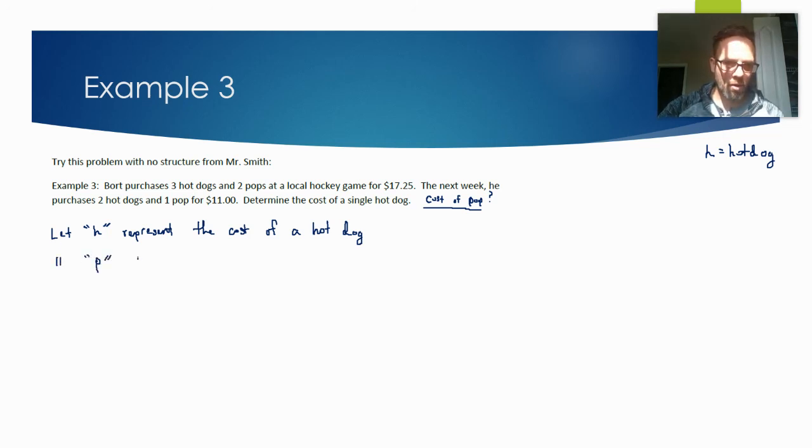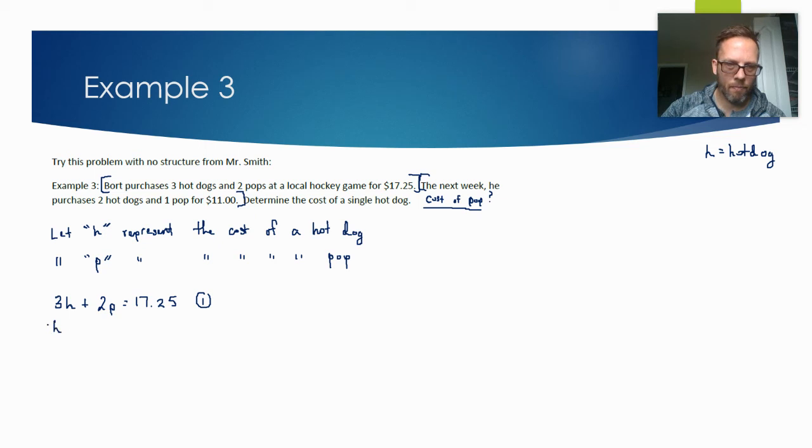Let P represent the cost of a pop. So two variables, done. Let's set up our equations. Let's look at the first bit of information. 3 hot dogs and 2 pops cost $17.25. 3 times the cost of a hot dog plus 2 times the cost of a pop has to be 17.25, equation 1. Second piece of info, 2 hot dogs and 1 pop: 2 hot dogs plus 1 pop equals $11, equation 2.